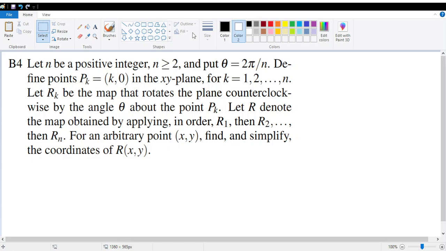What's up, guys? So today we're going to solve the B4 Putnam of 2004, and it's a coordinate geometry problem. It's a pretty straightforward one too because it kind of simplifies nicely.